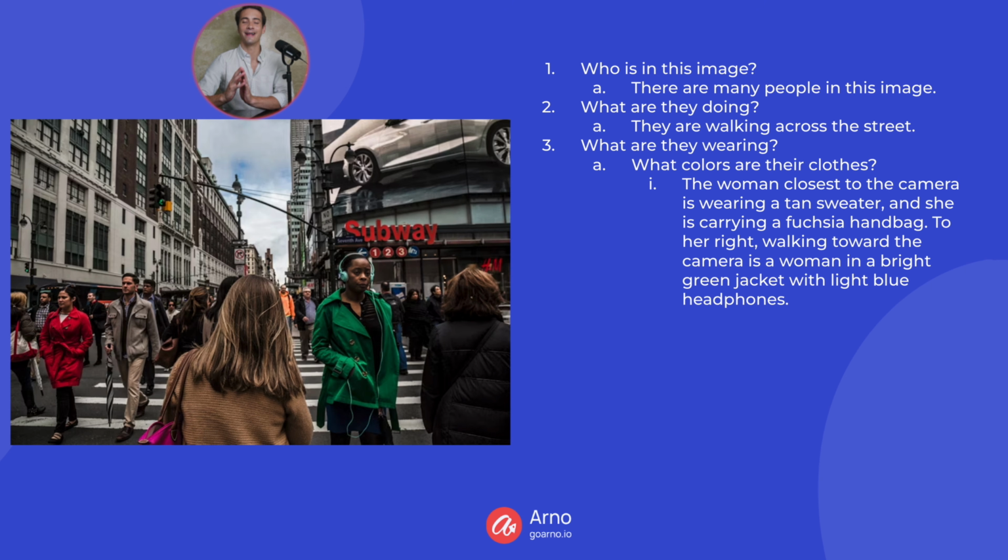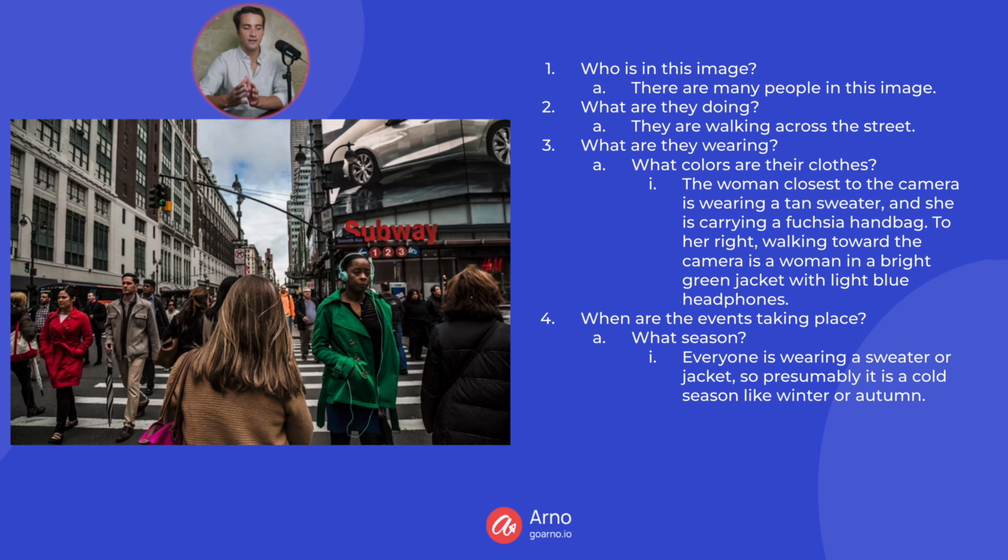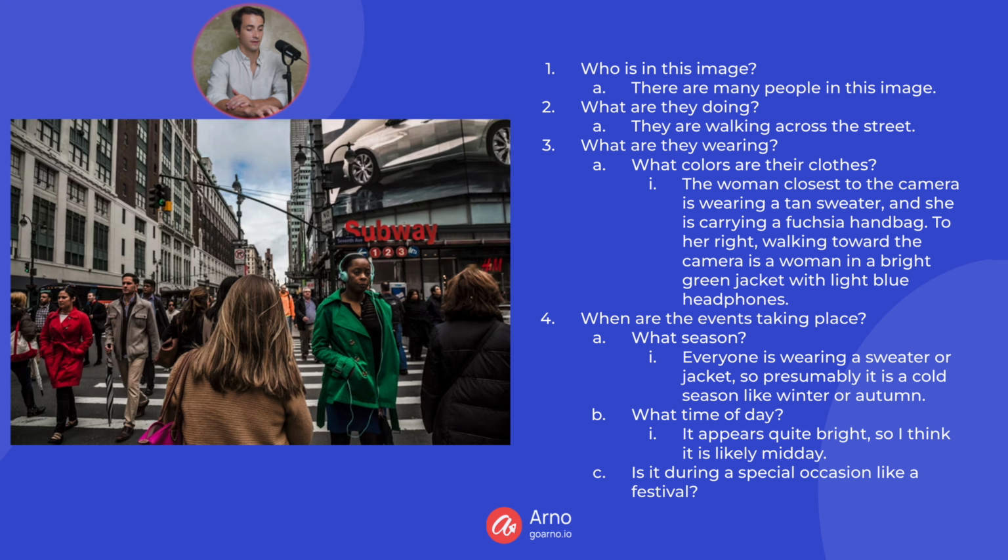So colors are an excellent way to add more advanced vocabulary to your responses. We have an entire lesson later on in this section of the course about colors. When are the events taking place? What season? In this image, everyone is wearing a sweater or jacket, so presumably it is a cold season like winter or autumn. What time of day? It appears quite bright, so I think it is likely midday. Is it during a special occasion like a festival? No, it looks like an ordinary day.